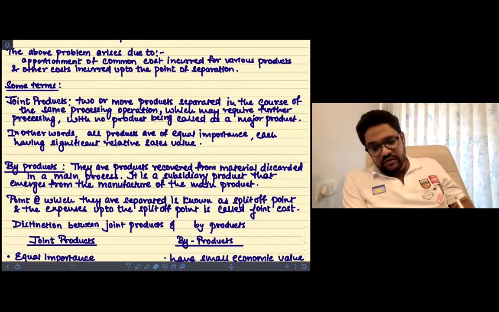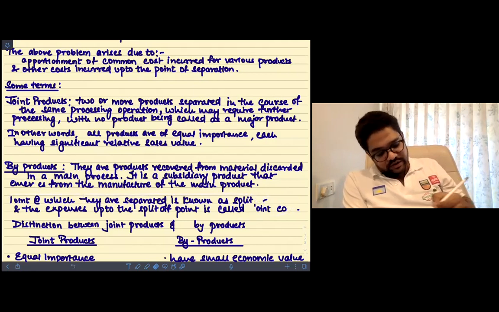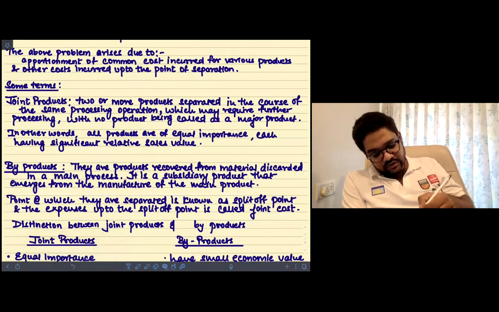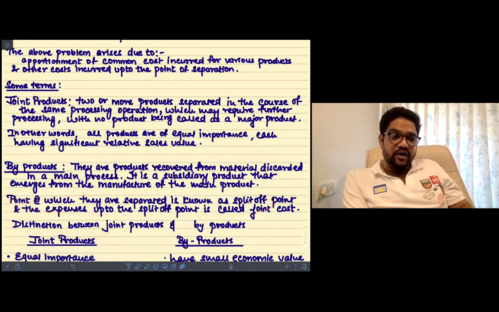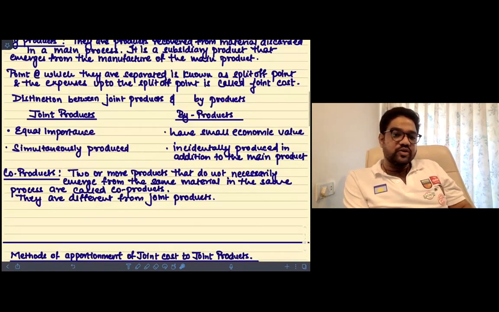We already know what the split off point is. The point at which they are separated is known as the split off point, and the expenses up to the split off point are called joint costs. Then we have the difference between joint products and byproducts. Joint products are of equal importance and simultaneously produced. Byproducts have less economic value, and they are incidentally produced in addition to the main product. So that's how it works.